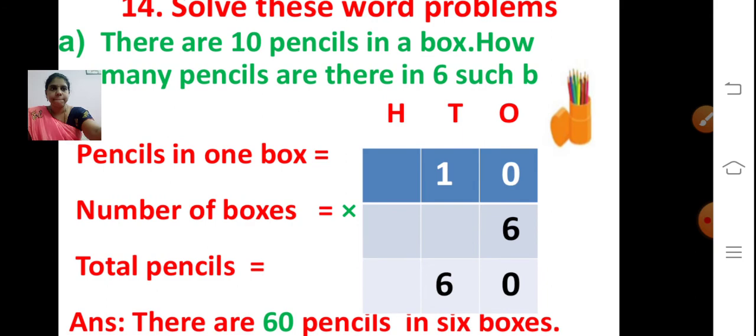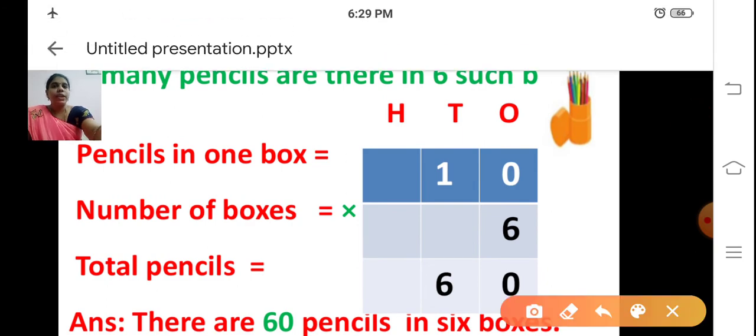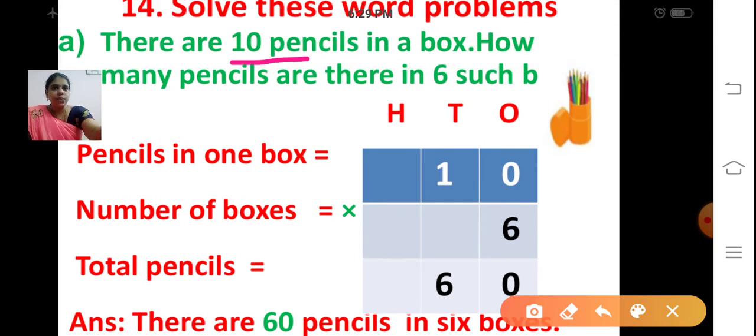So now, in one box, how many pencils are there? Write 10 in the first one. Pencils in one box is equal to 10. How many pencils are there in that single box? 10, right? So write down 10.